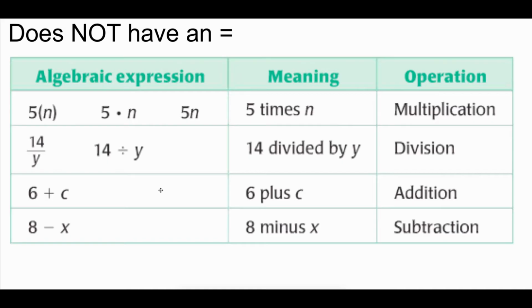Now, addition, there's really only one way to write addition, and that's with a plus sign between them. So this is saying 6 plus c. That's our addition. And same thing with subtraction. The only way to show subtraction is with a minus sign between them. So this is saying 8 minus x.